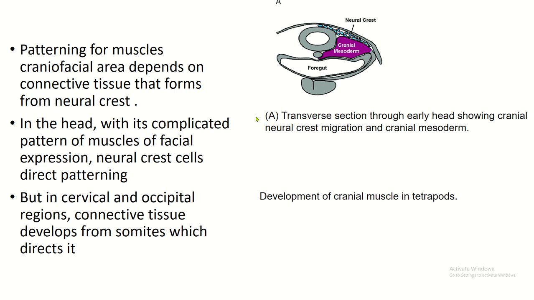The patterning of the muscles of the craniofacial area depends on the connective tissue that forms from the neural crest. You see in this picture the neural crest and cranial mesoderm. The neural crest cells have migrated. In the head, there is a complicated pattern of muscles of facial expression, and neural crest cells direct the patterning. But in the cervical and occipital region, connective tissue develops from the somites, which direct the development of the muscle.